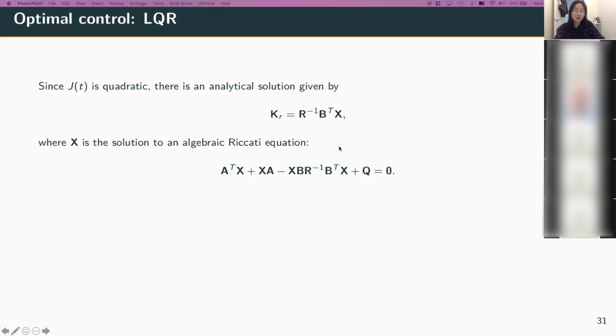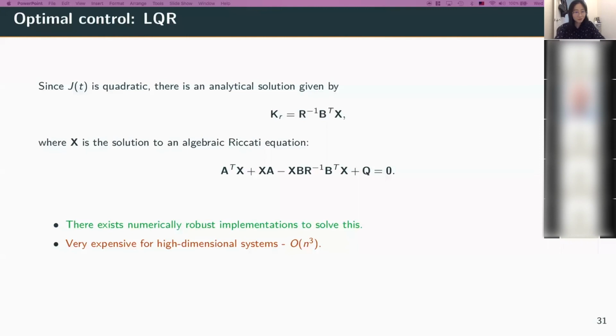These are actually conjugate transposes. I've turned all the conjugate transposes to just transposes. I don't want to complicate things. And where this X matrix here is the solution to an algebraic Riccati equation given by this thing. I'm also going to skip how this is derived. You can refer to 8.4 of the book and see a derivation. It's only 2 pages.